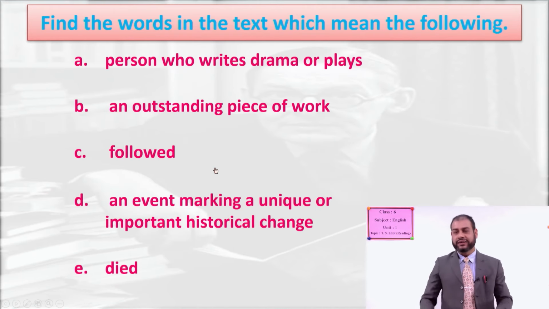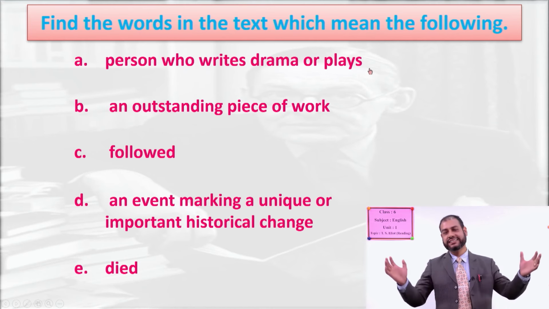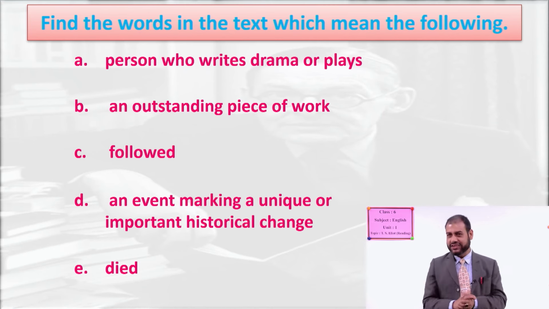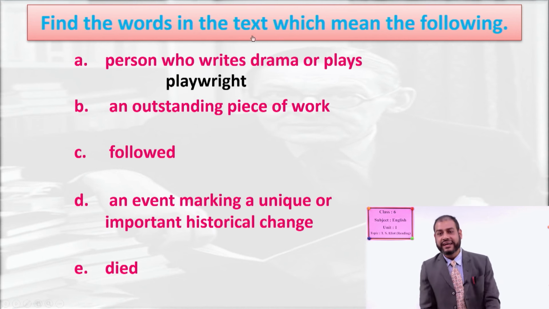Now, after talking about T.S. Eliot, you have to find out the meanings of this word. Person who writes drama or plays. I think it's very easy for you. We have discussed it frequently. So what's its answer? You have to find out from the text. Yes, you are right. That is playwright.